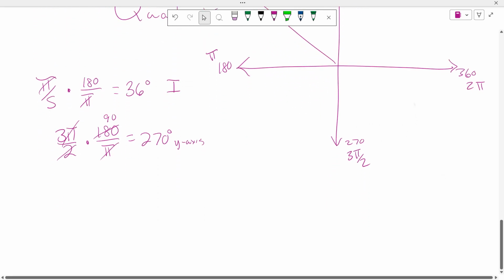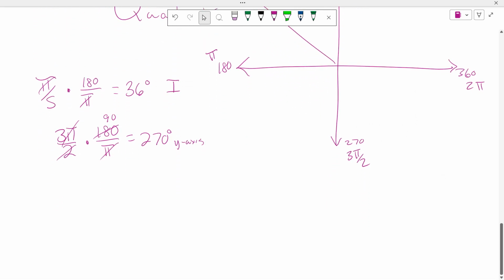Okay, now here's the next trick question. 22 pi over 3. What quadrant is it in? Oh, no. Couple different ways we could do this. We could find coterminal angles, which we'll do in a second, or we can convert this straight to degrees and then find coterminal angles. Okay? So let's first convert it to degrees.